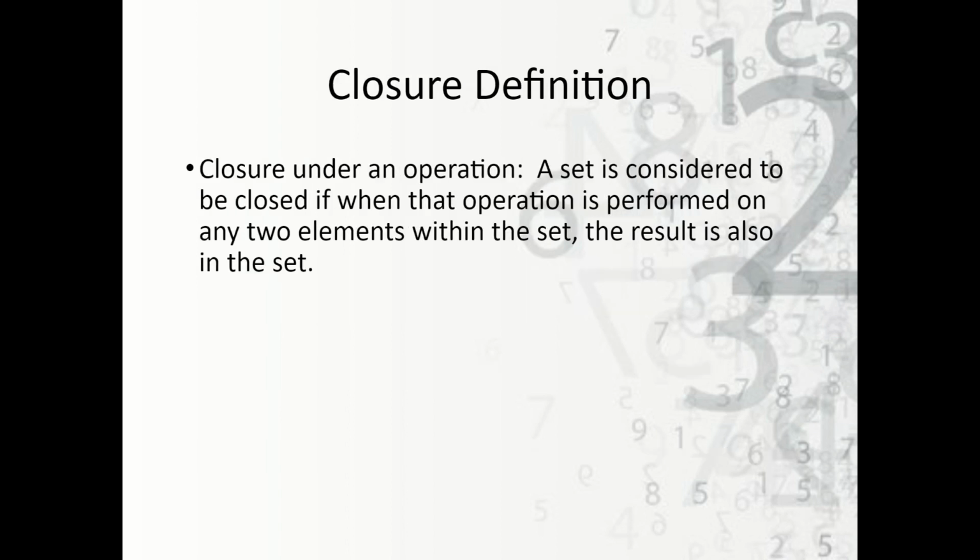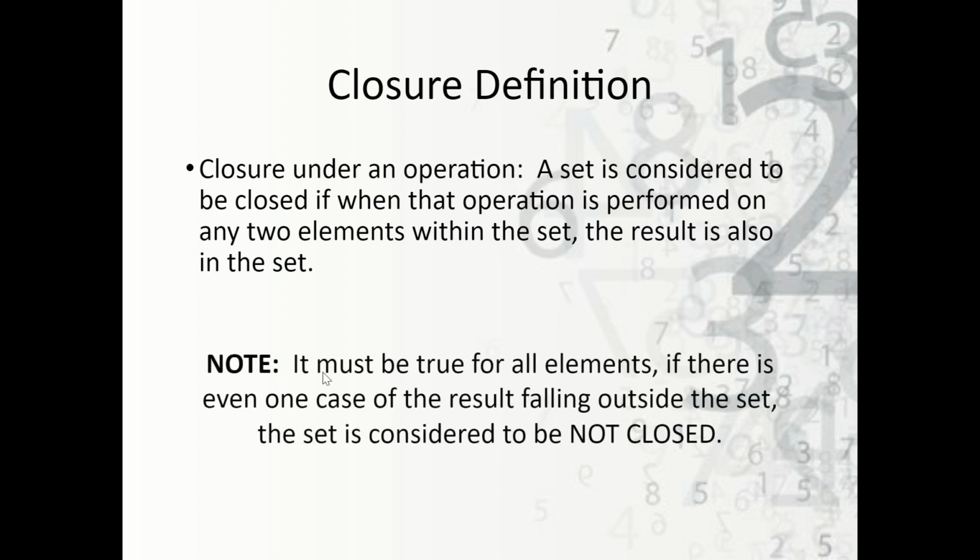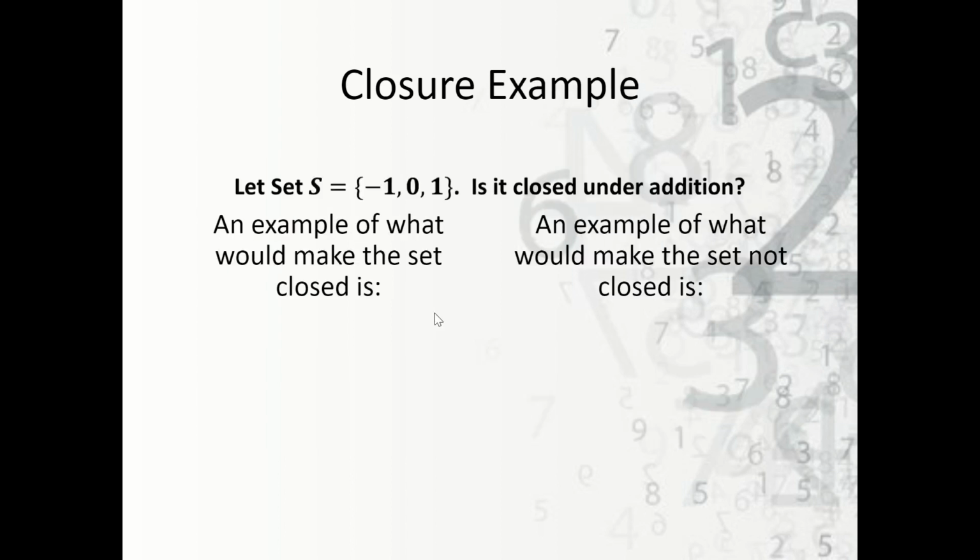Now, closure definition. What does closure mean? Closure under an operation means a set is considered to be closed if when that operation is performed on any 2 elements within the set, the result is also in the set. Note that this must be true for all elements in the set. If there is even one case where the result falls outside the set, then it is considered to be not closed.